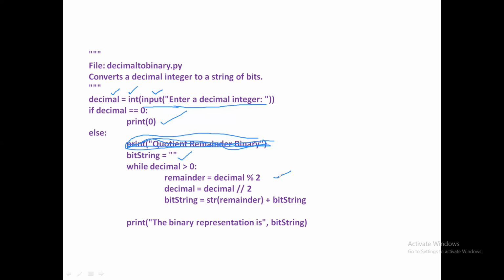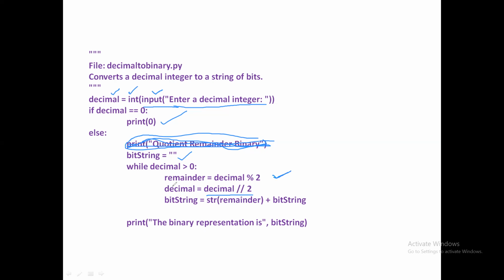So I divided the decimal number by 2 and took the remainder. That is what I'm doing. Then the remaining decimal number is going to be an integer quotient. So decimal is equal to decimal integer division by 2. You should understand this, otherwise a float value will be generated. Use 2 slashes to get the integer quotient.